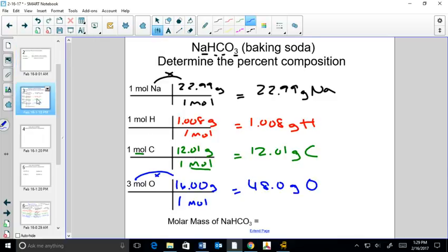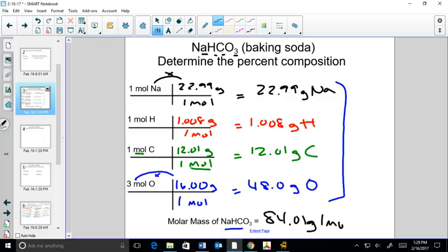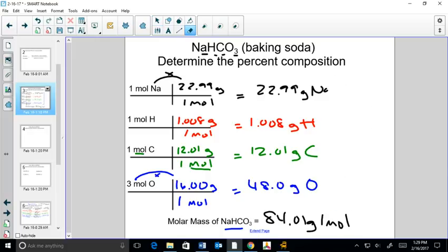So now I need to find the molar mass of the entire compound, which is where I simply just add these guys together to get the molar mass of NaHCO3. So we add those all together and we get 84.01 grams per mole, because that's what we've got, grams per mole. So far, nothing new. Haven't done any different work mathematically than what we've done already previously. But here comes where I use the formula.